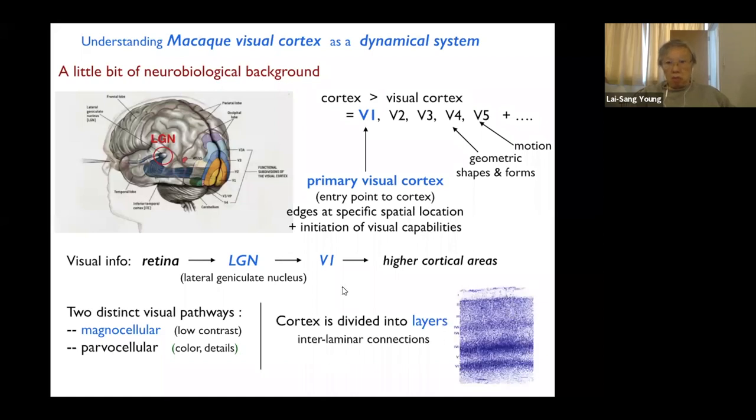One last thing to know about this overall picture is that this whole sheet, not just V1, is divided into many layers. This is a picture of V1 under a microscope. You can see these layers, but there are a lot more interlayer connections. You can see these much thicker, darker areas. There are also interlaminar connections and also connections to other regions of the brain. So it's a big sheet. One piece of it is the primary visual cortex, and it's all divided into layers. That's primarily the overall picture.